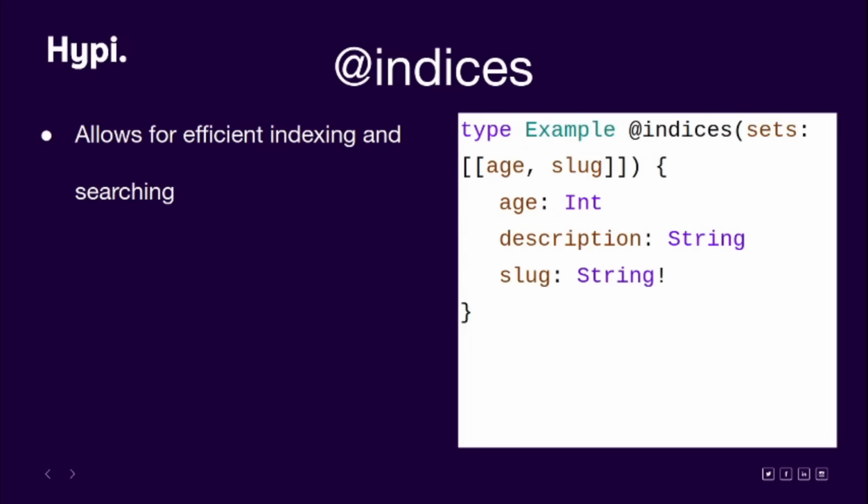One can define an index by putting the @ sign on the type itself. That is a table-level directive. Also observe the nested square brackets, which imply that you can add multiple combinations of indices. If you commonly query by two sets of fields, add two sets of indices.